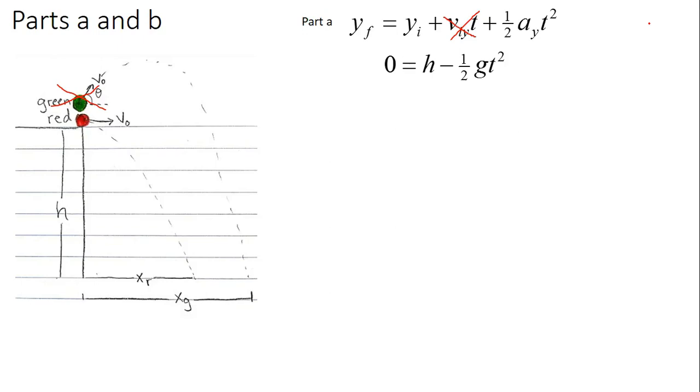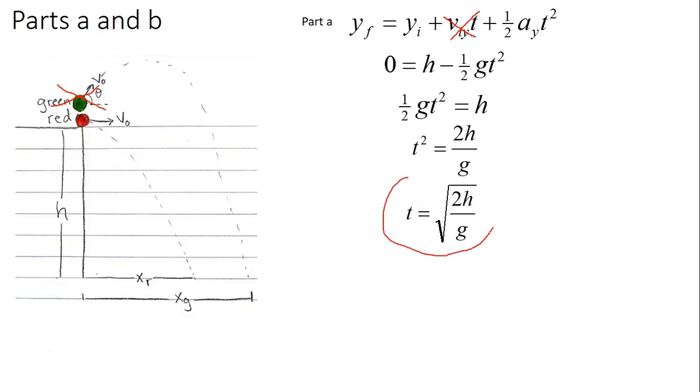And then ay is going to be equal to negative g. So I'll have 0 equals h minus 1/2 g t squared. The next thing I want to do is add this term to both sides. Then I'll multiply both sides by 2 and divide both sides by g. So I'll have t squared equals 2h over g, and then I just take the square root of both sides, and I'll end up with that. So this that I'm circling right here is my final answer to part A.